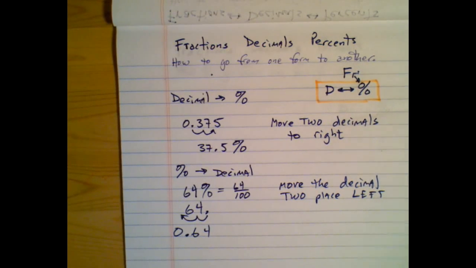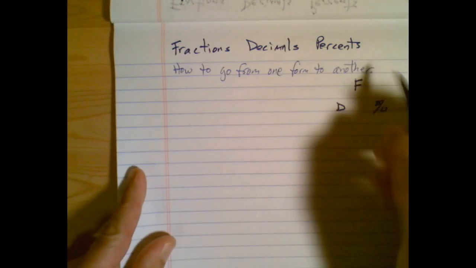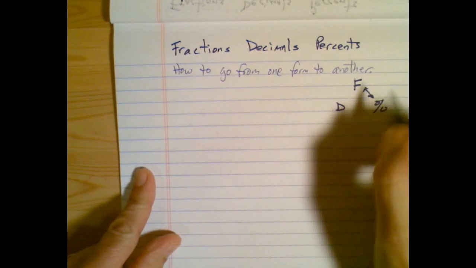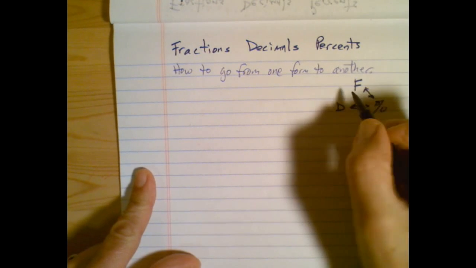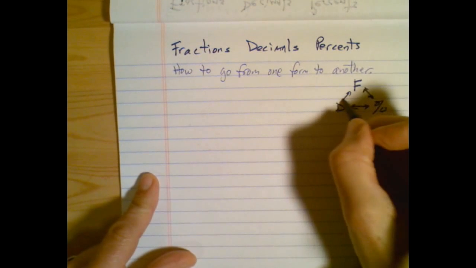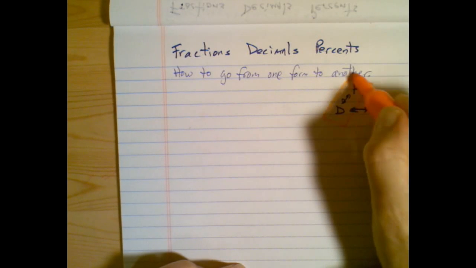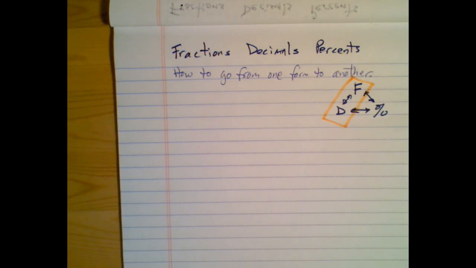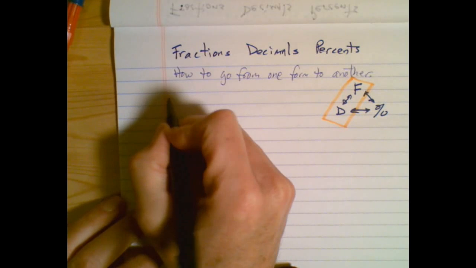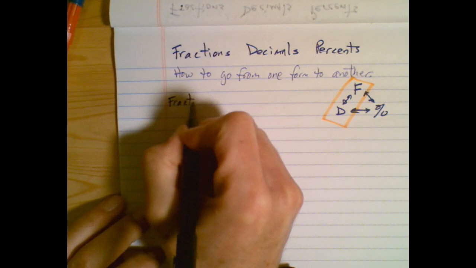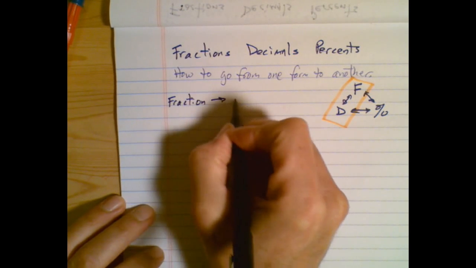That leaves us with one other leg of this triangle. So we've done this leg, we've done this leg. Now all we have left is the decimal to the fraction. So here we are, work on this leg, and let's go between the fraction to the decimal.